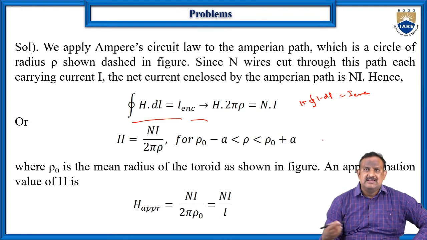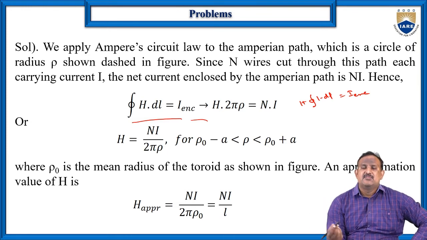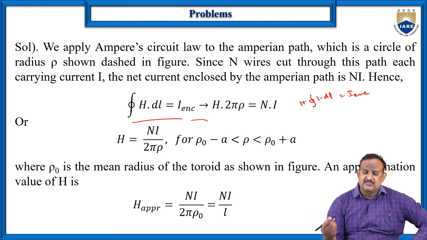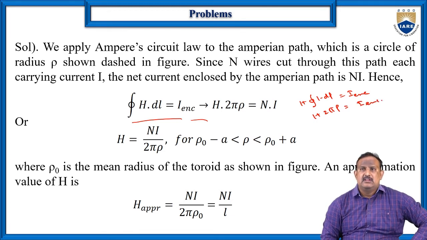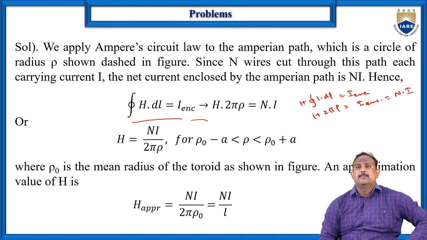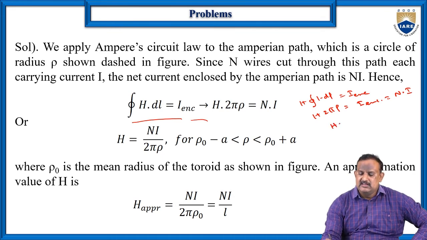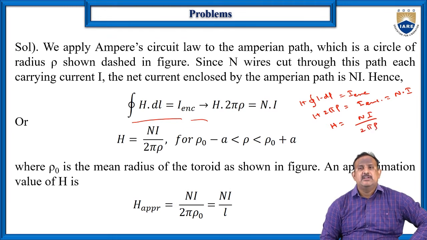Because it is a circle, we need to take the circumference of the circle, which is 2 pi rho. Therefore, H into 2 pi rho is equal to I enclosed, where I enclosed is the number of turns, given as N. Therefore, the current enclosed is N into I, and the magnetic field intensity H is equal to N I by 2 pi rho.